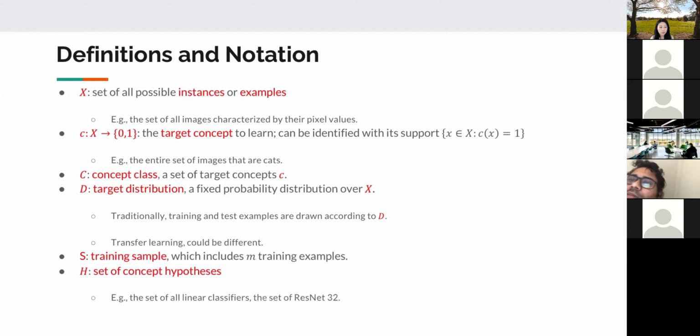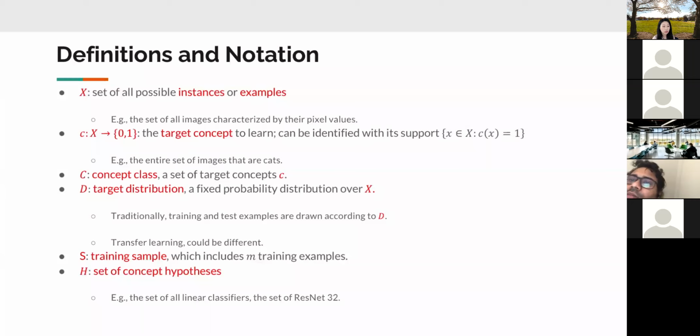Okay, so these are very important concepts. I wanted to take the time to explain it so we don't have to go back to this again, all right? So capital H, I'm going to use it to denote the set of concept hypotheses. What does that mean? This basically means that I have a set of hypotheses that I'm going to put on to estimate the underlying target concept.